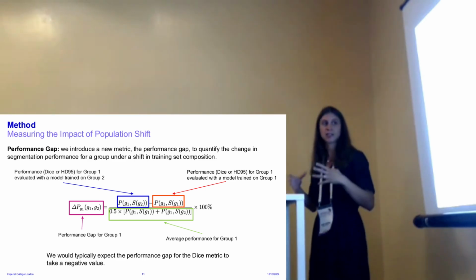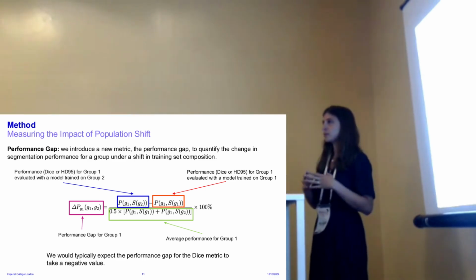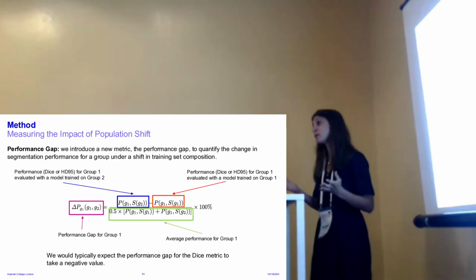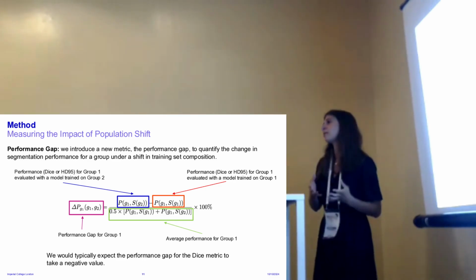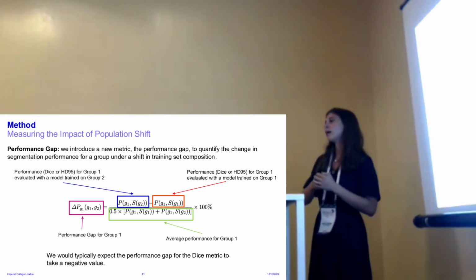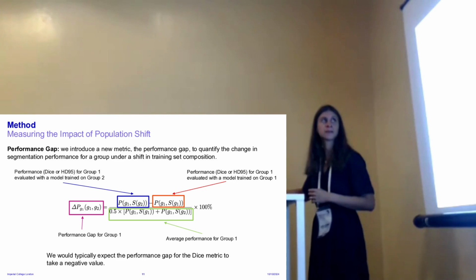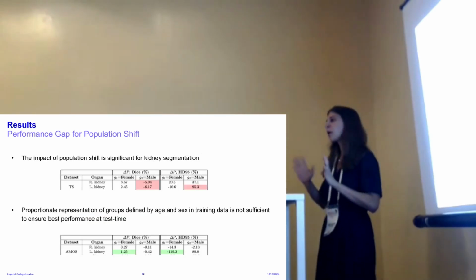So in this particular case with DICE, we would expect normally to see a negative value for the performance gap, because we would assume that if a population is not represented in the training data, a model will perform worse compared to if they were represented. Although that's not quite what we found.